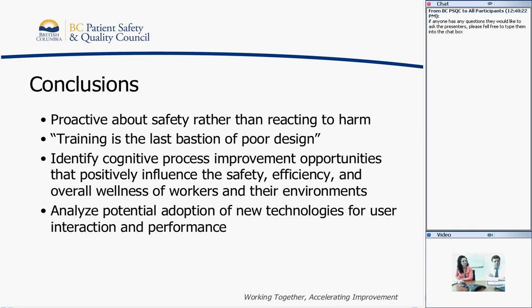So a few conclusions then, and I'll ask Allison to have some comments as well, but really human factors is about being proactive. It's about creating a system that's easier to work in rather than reacting to harm. When we have to react, we do so in a sensitive way and a respectful way. And we identify the cognitive processes to improve the systems in which we work. Allison, do you have a few closing comments?